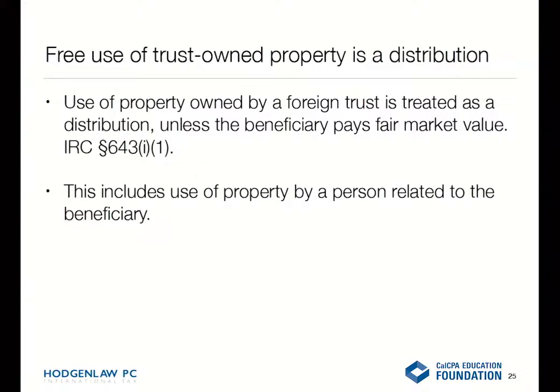And then lastly, free use of trust-owned property as a distribution, or use of trust-owned property for less than fair market value. That is treated as a distribution. The way around that, the beneficiary could pay fair market value for the use of property to the trust. And this, of course, includes use of property by a person related to the beneficiary, because that would be considered sort of an indirect use by the beneficiary.